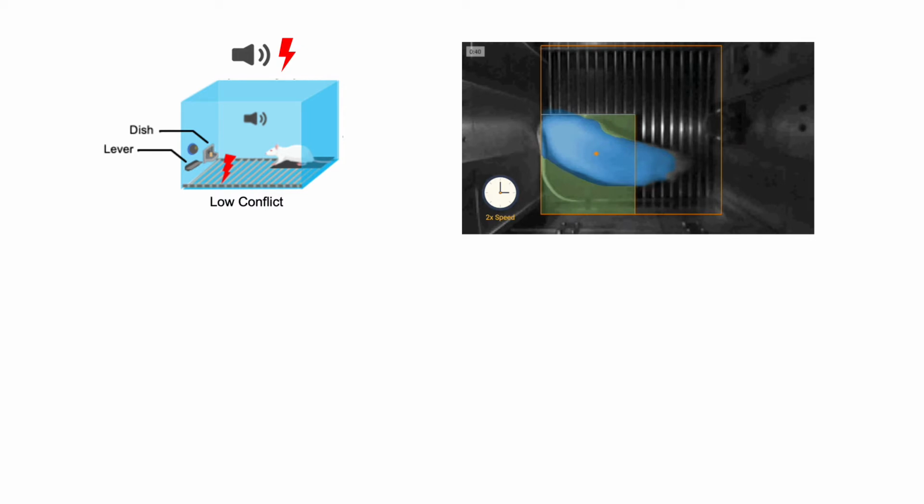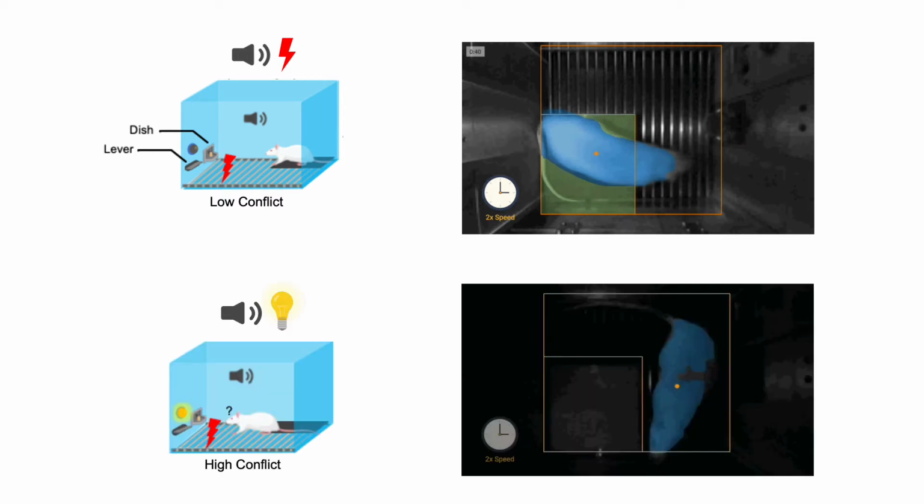In order to increase the level of conflict, we modified this task. Now, in the high conflict task, rats learn that a tone predicts a foot shock, but they also learn that food is only available when a light cue is on. What we do is that we then co-present the tone and light cues to the rat, forcing it to decide between mounting the platform or pressing the bar for food.